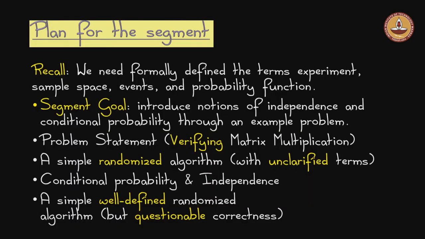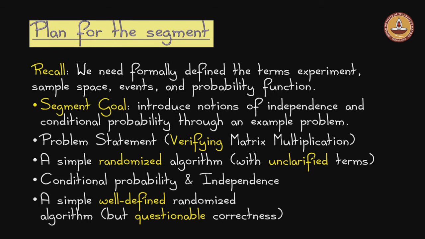So, now we are going to start the third segment of the first module. If you recall, we now have a formal understanding of terms like sample space, events, probability function and so on. The goal for this segment is to introduce the notion of independence, which is very fundamental in probability theory, and also the related notion of conditional probability, and work through some examples.